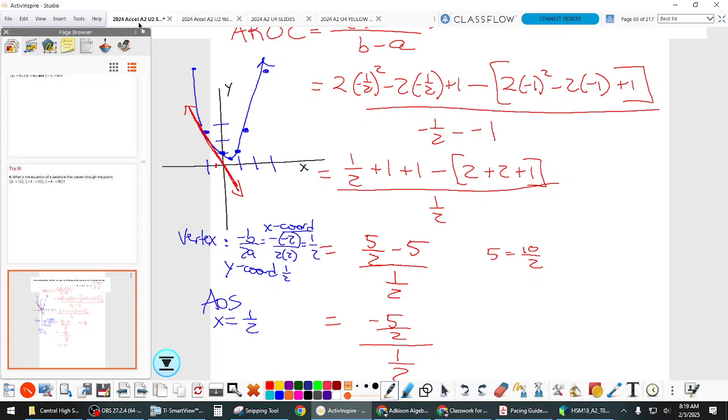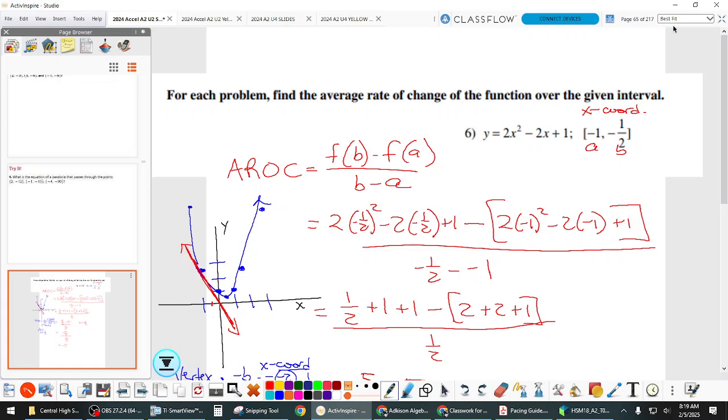They gave us a point. Is the point like you have a -1 and -1/2? That's not a point. Where's my scroll bar? There it goes. Yeah, this is not a point. It's x coordinates for two different points. Okay.